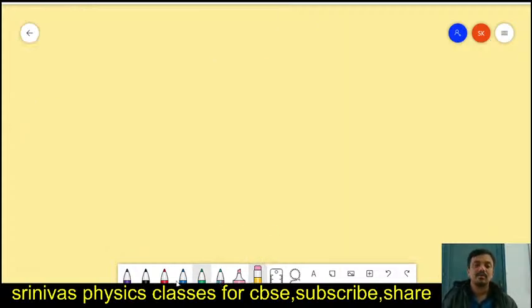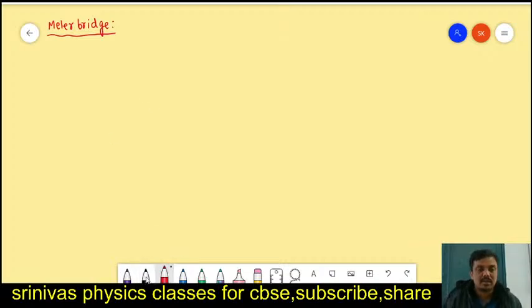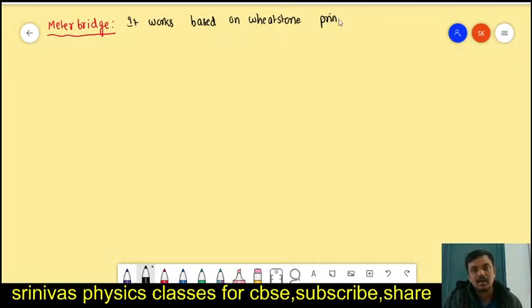Next, I am going to revise the meter bridge. Next topic is the meter bridge. What is meter bridge? Meter bridge is the practical form of Wheatstone bridge. It works based on the Wheatstone bridge principle. Do you know what the Wheatstone bridge principle is? When current through the galvanometer is 0, then P by Q equal to R by S.